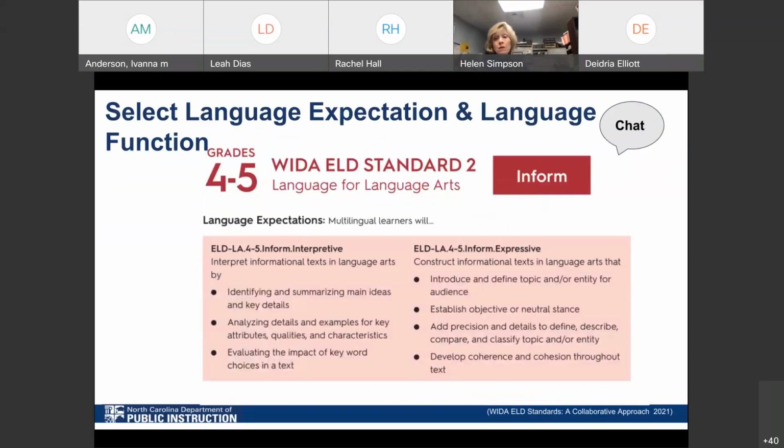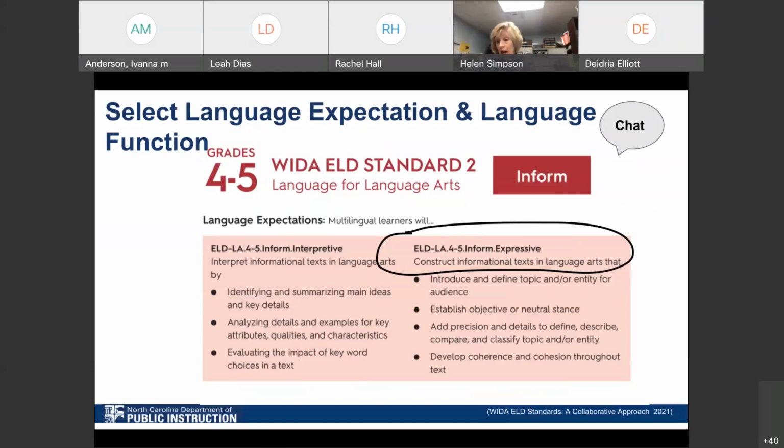Okay. So now I want to dig a little deeper in thinking about my unit on the two inventors' contributions to the development of electricity. And let's think about our infographic. And we've already talked about that would be the key language use of explain. And we're in language arts. So I know that, I'm sorry, it's the key language use of inform. I know that we are in over here with the ELD language arts 4-5 inform. Expressive. We're looking to construct informational text, aren't we?